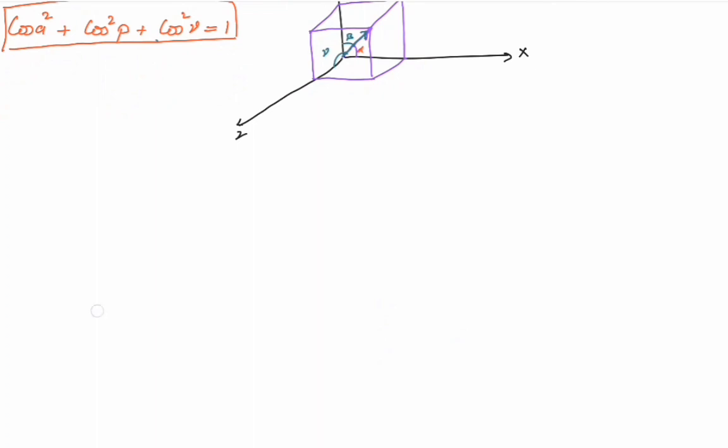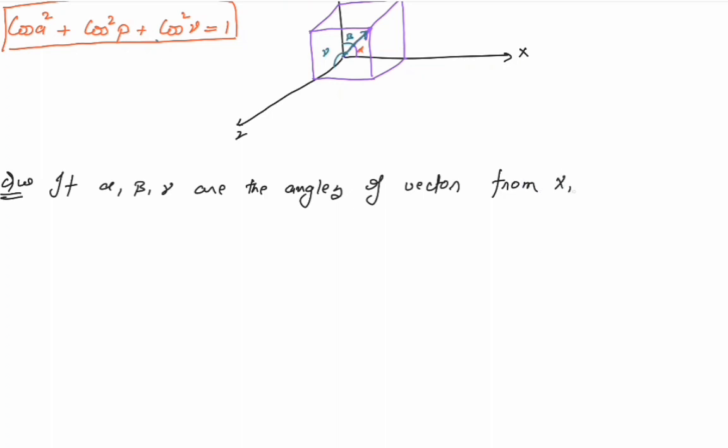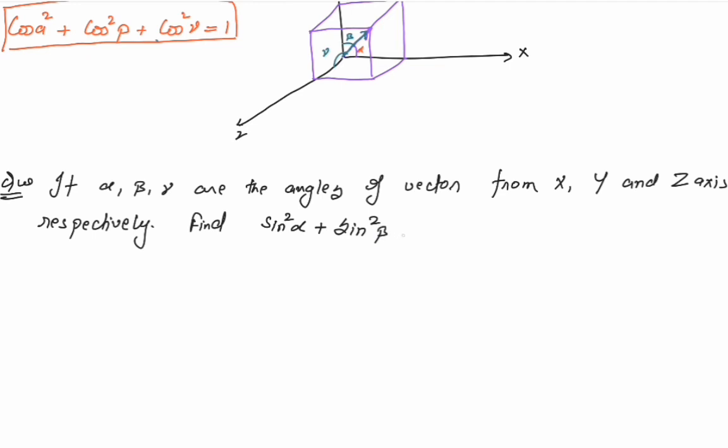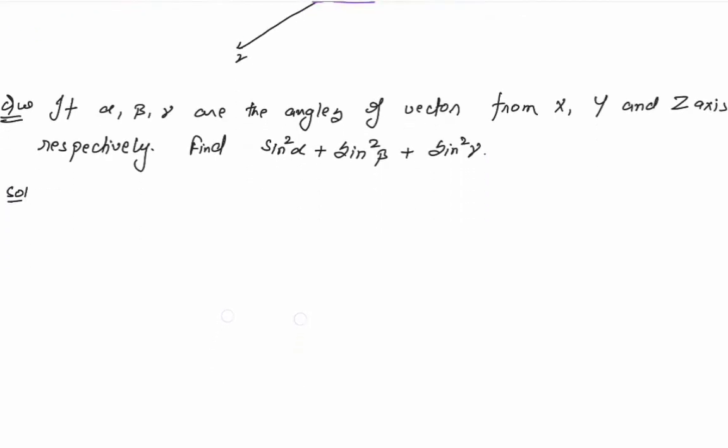Okay, for the direction cosine, write down one numerical. If alpha, beta, gamma are the angles of a vector from the x, y, and z axis respectively, find sin square alpha plus sin square beta plus sin square gamma. This is a question. Now how to solve it?